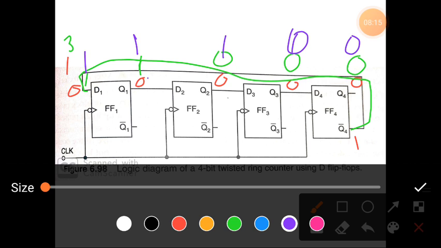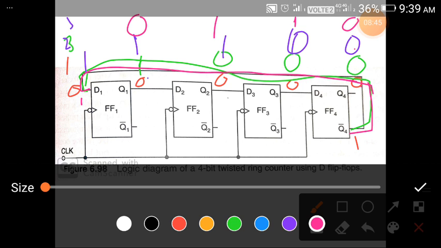Then next, after the next clock pulse, what will be the output? That is again, this 0 is shifted to here, and this 1 is shifted to here, this 1 is shifted to here, and the last case is 0 0. Complement of Q bar is 1. So here 1 is here, so the output will be 1.